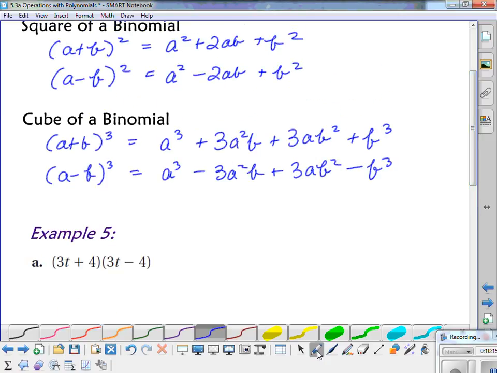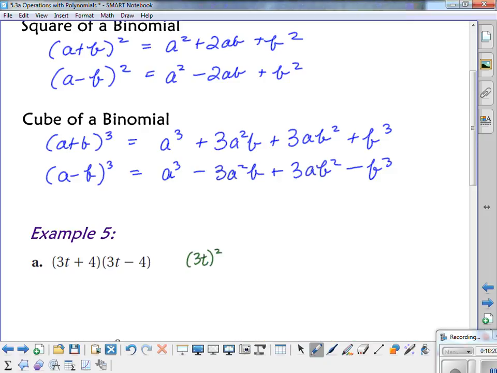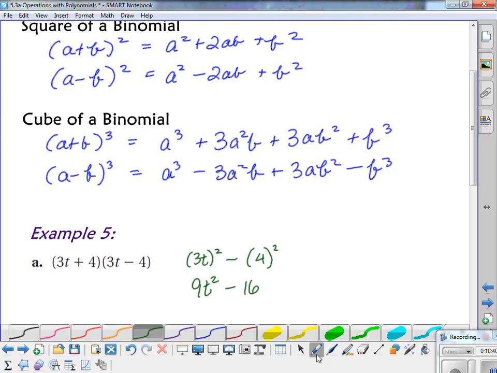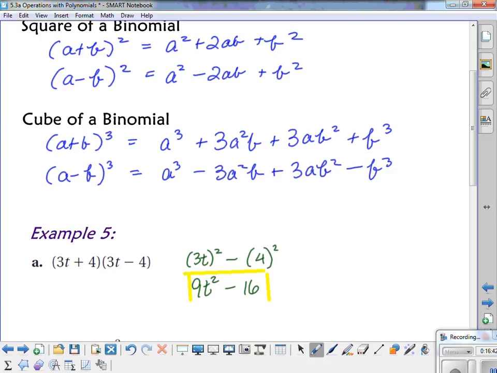The first one, this is a sum and difference pattern, right? And so I'm just going to take the 3t, I'm going to square it, minus the 4, which is squared. So instead of having to distribute, if you know the pattern, you can just use the pattern as a shortcut, a squared minus b squared. Well, a is 3t in this case, so 9t squared. And then the b was 4, so minus 16. So the patterns just save you some time. But if you can't remember the pattern, it'll still work to just use the distributive property.